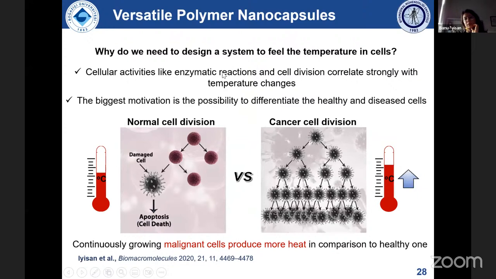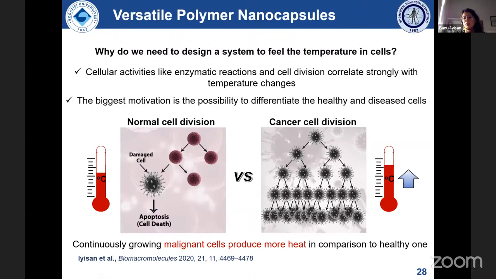Why do we actually need to design a system to feel the temperature in cells? It's a very challenging approach, but as you may all think, if we think about normal cell division and cancer cell division, and I'm sure the biologists would say more about this, the cancer cell division is faster, so they could produce more heat in comparison to healthy ones. And if we could monitor this small temperature difference between the healthy and the cancer cells, that would be a great thing to use in early diagnosis of cancer.